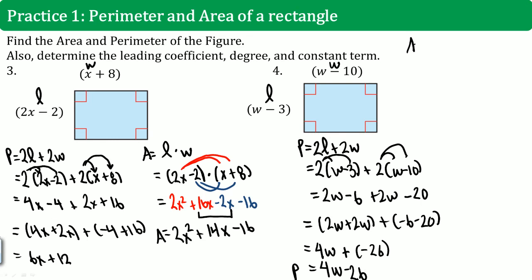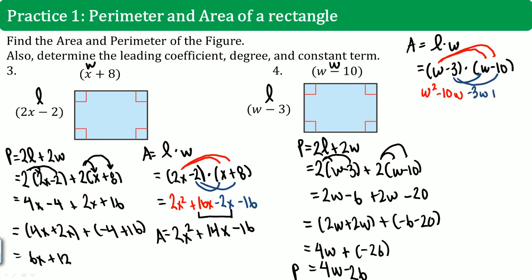Let's look over the area. The area is length times width. The length here is w minus 3 and the width is w minus 10. We're going to distribute. W times w gets you w squared. W times negative 10 gets you negative 10w. Then let's do the bottom. Negative 3 times w gets you negative 3w. Negative 3 times negative 10 gets you positive 30. There's some like terms you can combine. Negative 10w minus 3w gets you negative 13w. You have w squared minus 13w plus 30.